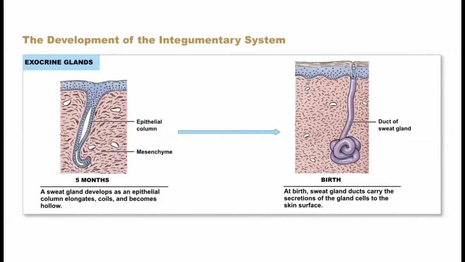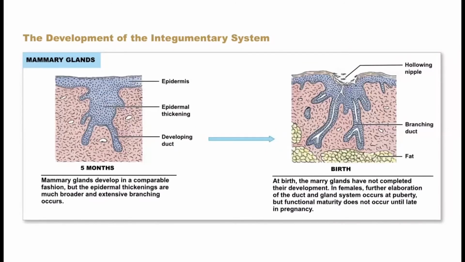Remember, you had coils, a sweat gland, the duct's coil, and it's an exocrine gland. It releases its contents to the external surface of the body. You can see how it goes from 5 months to birth, as the coil starts to develop and it becomes a continuous tube for the gland to release its contents. Again, you see the ducts that are branching. The epidermis starts to invaginate into the dermis, and this starts to form your duct system. These are your mammary glands that are starting to form.